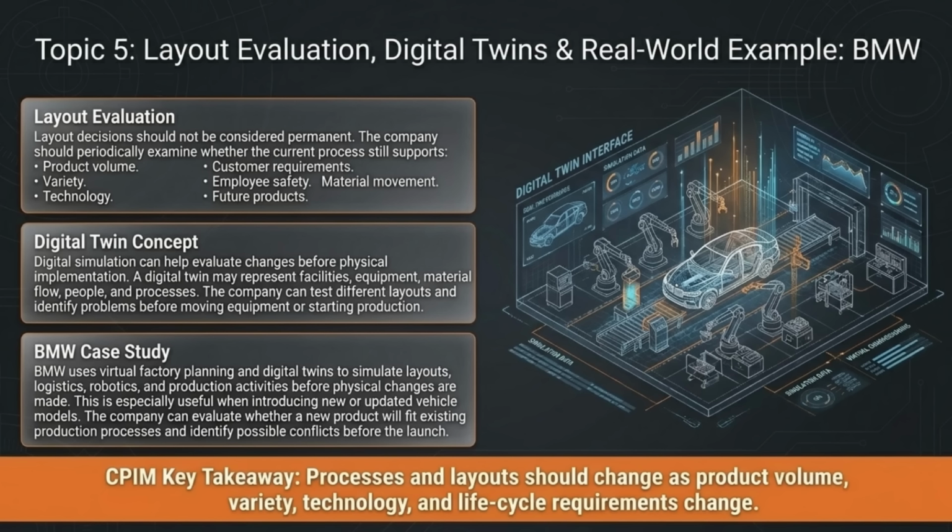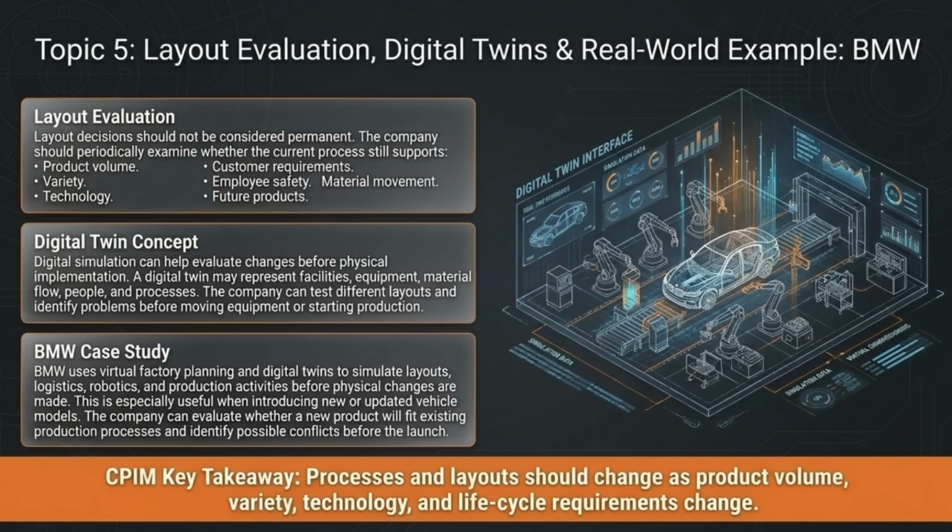Real-world company example: BMW. BMW uses virtual factory planning and digital twins to simulate layouts, logistics, robotics, and production activities before physical changes are made. This is especially useful when introducing new or updated vehicle models. The company can evaluate whether a new product will fit existing production processes and identify possible conflicts before the launch.